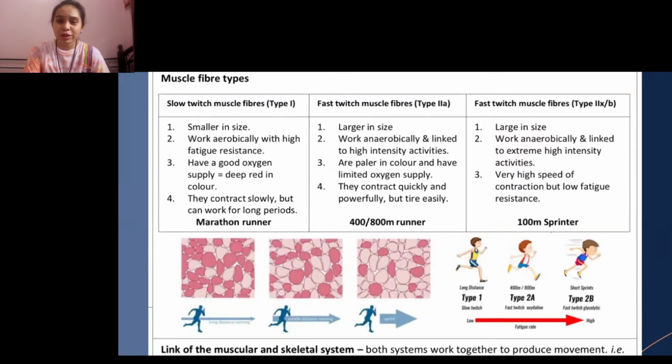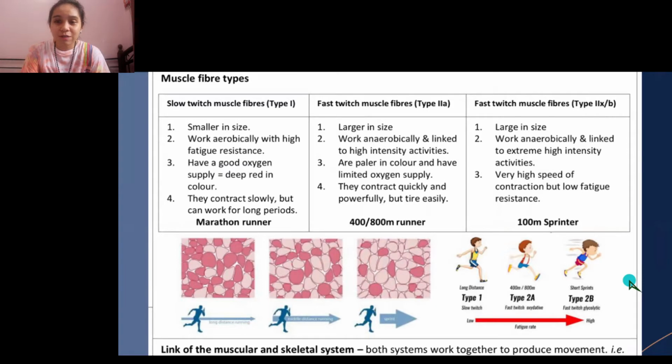First one is slow-twitch muscle fibers. They are smaller in size, work aerobically with high fatigue resistance, have a good oxygen supply, deep red in color, and they contract slowly but can work for long periods of time. An example is a marathon runner.